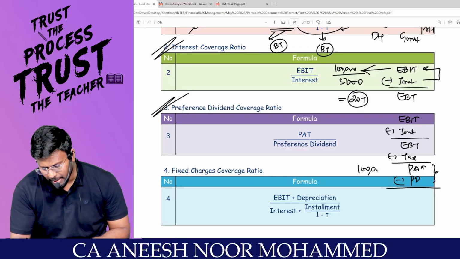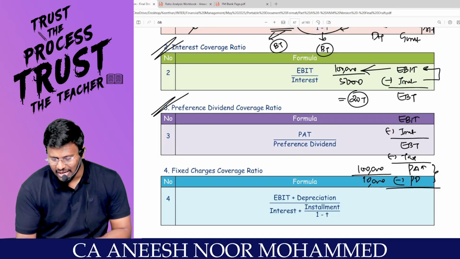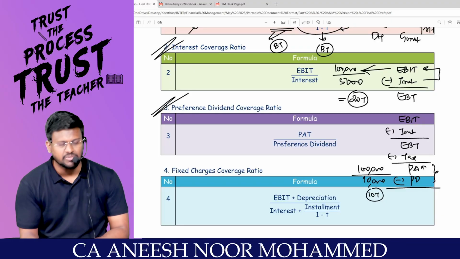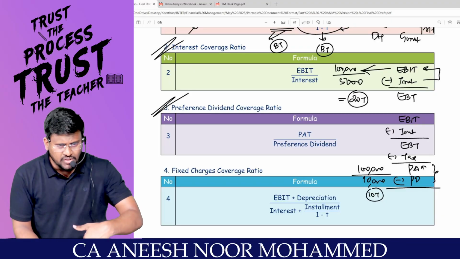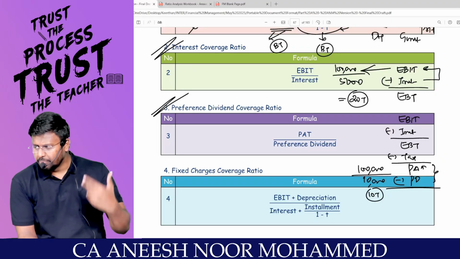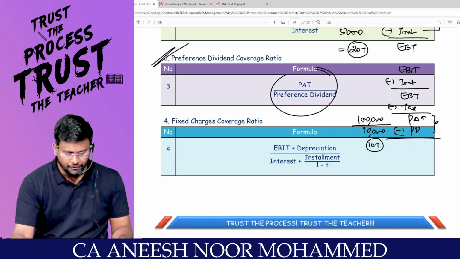For example, my PAT is 1 lakh and the preference dividend is 10,000, my dear lovable students. 1 lakh divided by 10,000, I am having 10 times coverage. So, if the PAT falls 1 or 2 times, sir, no need to worry at all because my coverage is 10 times. That's why PAT divided by preference dividend.